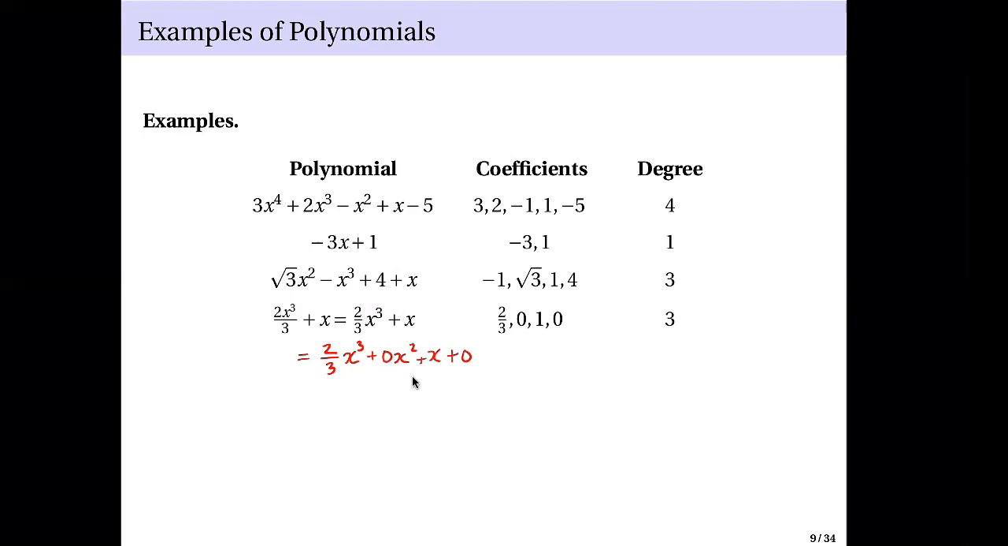And in the future, you don't have to write these here: the 0x squared and the plus 0, etc. You don't have to write them. It's just for an illustration that the coefficients are 2/3, 0, 1, and 0.